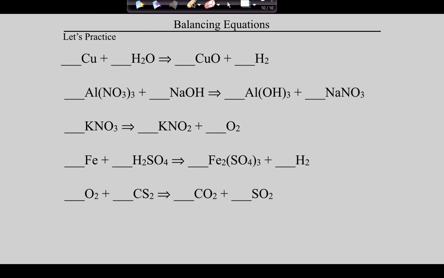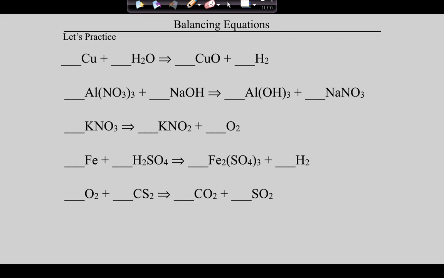All right, so now guys, moving along. Let's do the next one. How many aluminums do we have going in? 1. How many aluminums do we have coming out? 1. Now, oh wait, and maybe we should say this. Why is it not 3? The 3 only applies to the hydroxide. So guys, with that said, check this out.